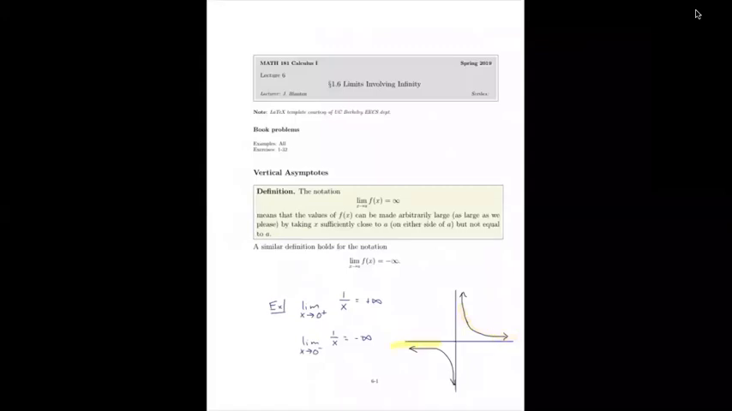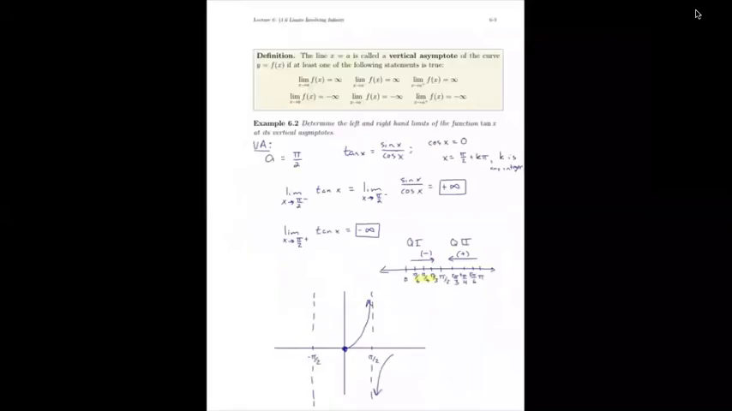Same thing as we trend x towards negative infinity, the function trends towards 0 as well, just from underneath. So in both cases, the limit as x goes to positive infinity or as x goes to negative infinity, each of those is equal to 0. And that forms a horizontal asymptote.